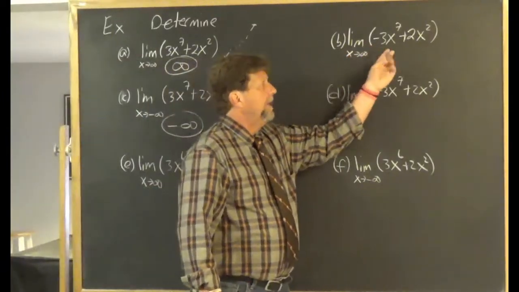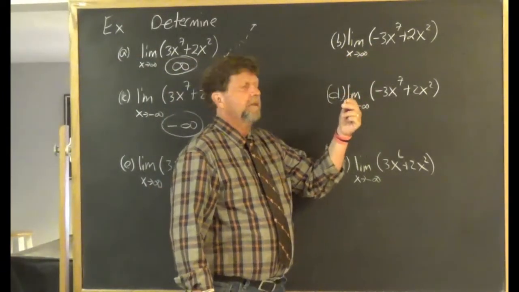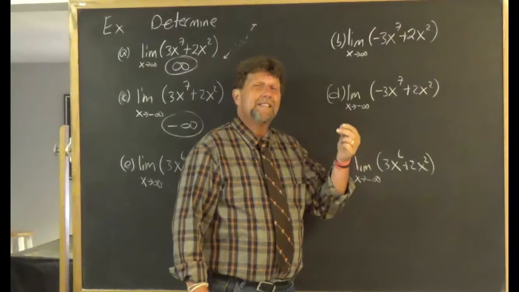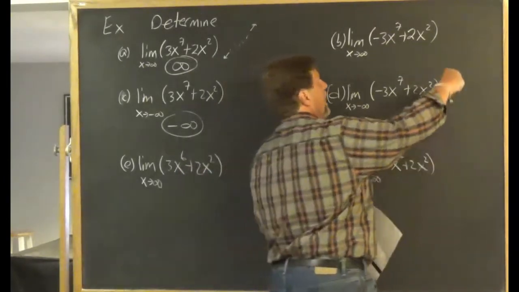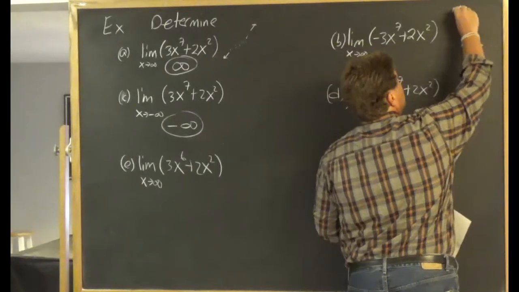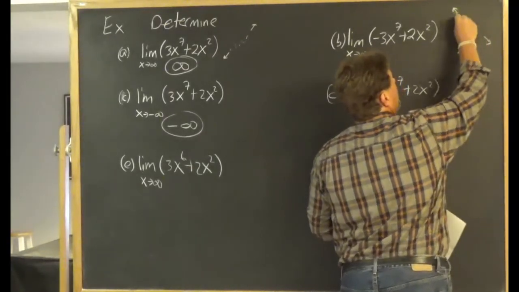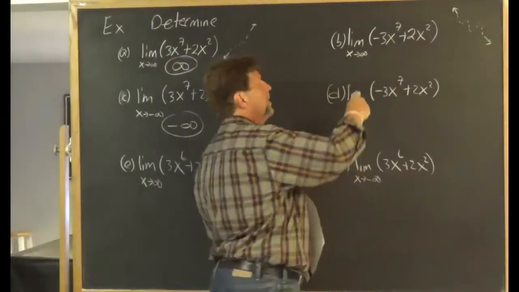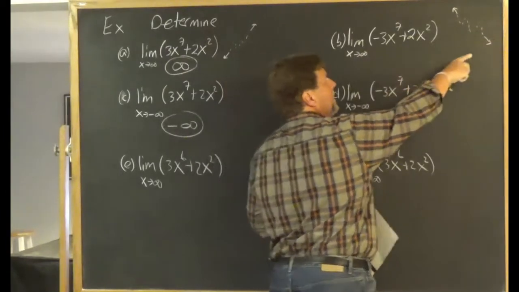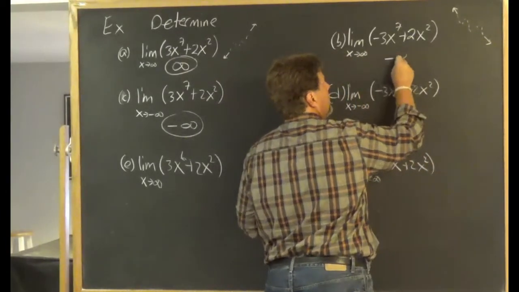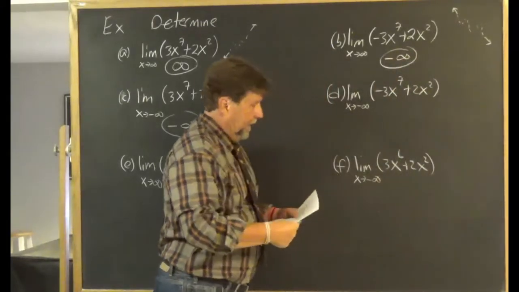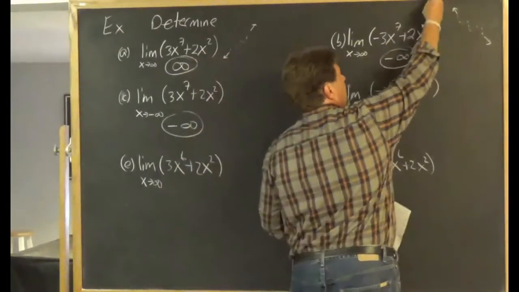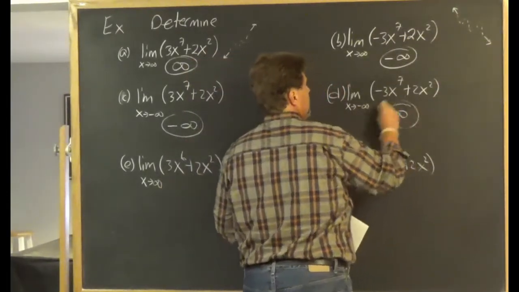Okay, in part B, the function was negative 3x to the 7th plus 2x squared. It's an odd degree polynomial. The leading coefficient is negative. Because of that, we know that end's shooting up, that end's shooting down. We don't know what's happening for the small values of x. It doesn't matter. We're talking about the end behavior. So the limit as x goes to infinity, well, that end's shooting down. So that would be negative infinity. And while we're here, let's do part D. The limit as x goes to negative infinity. That end's shooting up. So the limit's infinity.